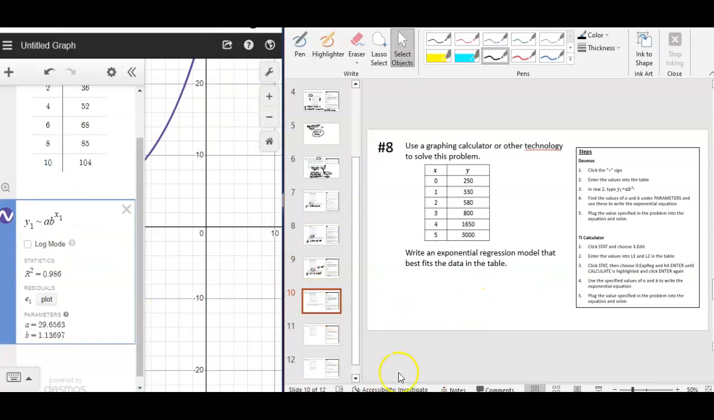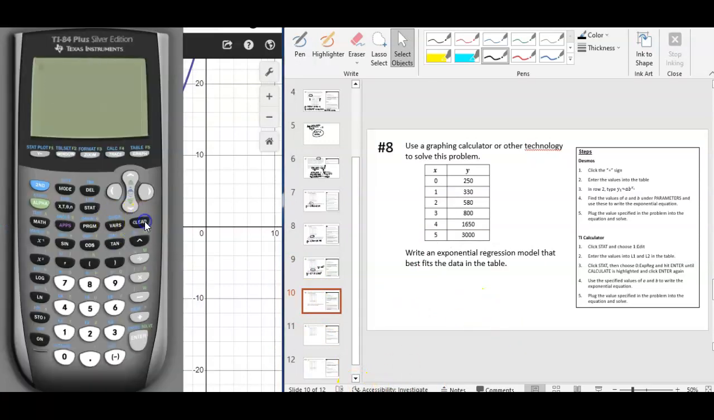Okay, so now let's try number 8. Number 8, I'm going to do on the graphing calculator. So we're going to do stat edit. I'm going to clear out L1 and L2. And once again, it's asking us for an exponential regression. So go ahead and enter these values into the table, and then we will work on the regression.